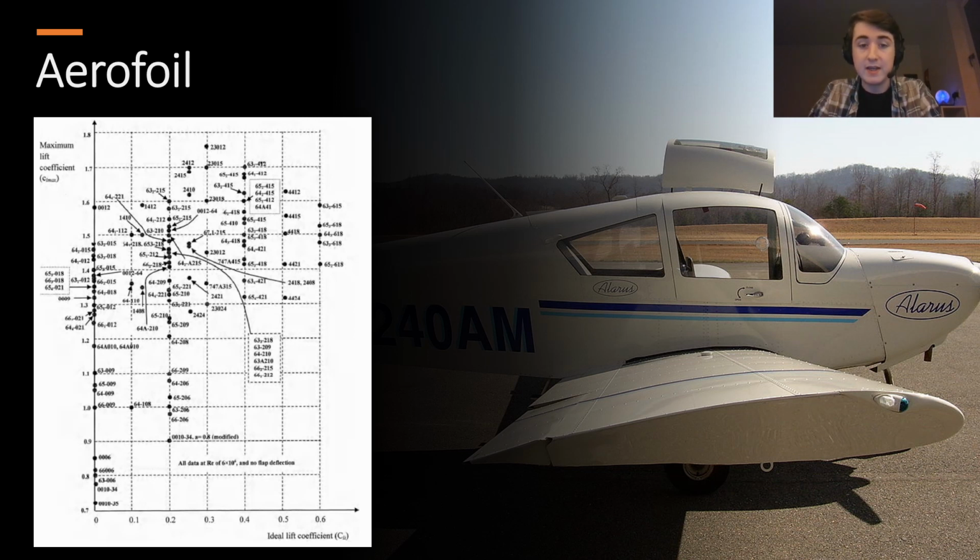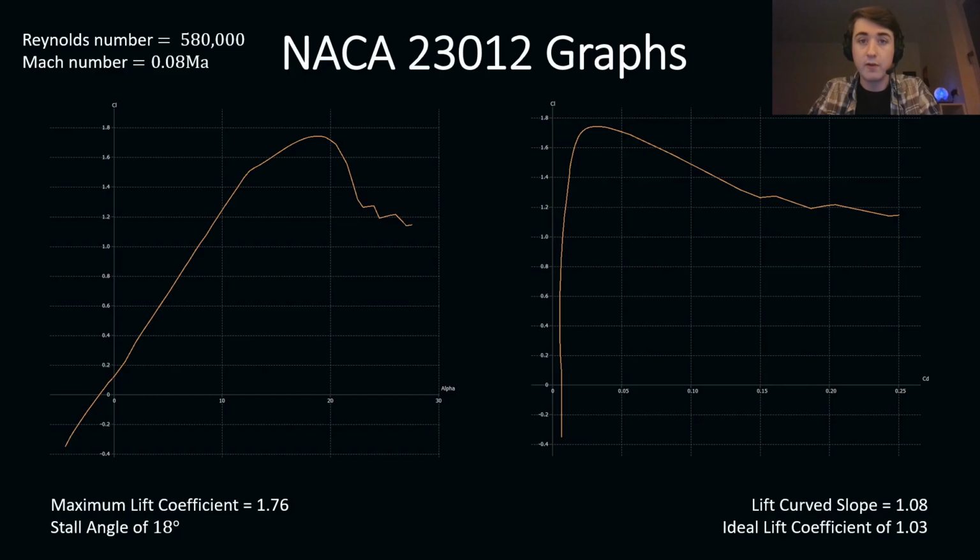So to ensure that this is the best aerofoil for our aircraft, we tested its aerodynamic capabilities in a program called XFLR5. We first needed to set up some parameters like the wing's Mach number and its Reynolds number at its cruising altitude. For this, we got a Reynolds number of 580,000 and a Mach number of 0.08.